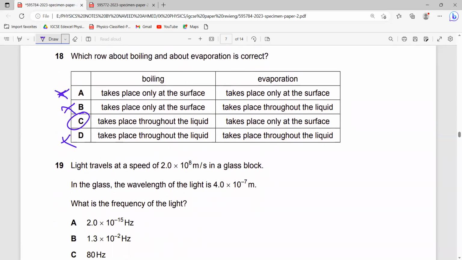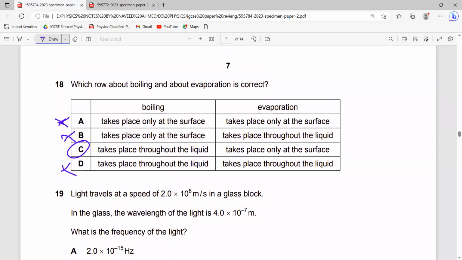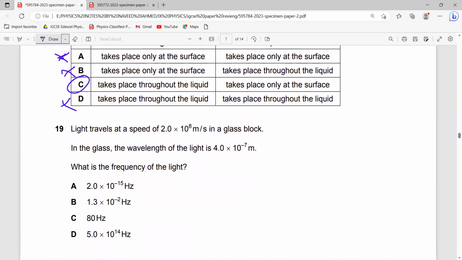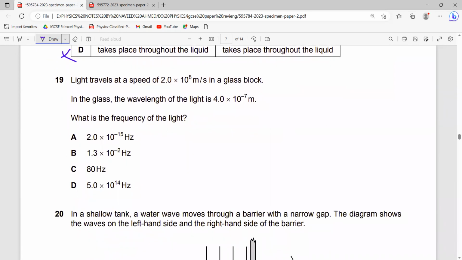You have to save your time on such questions and utilize this time for numerical type questions, as we can see in question number 19. Light travels at a speed v in a glass block. In the glass block, the wavelength is lambda. The frequency you have to find.